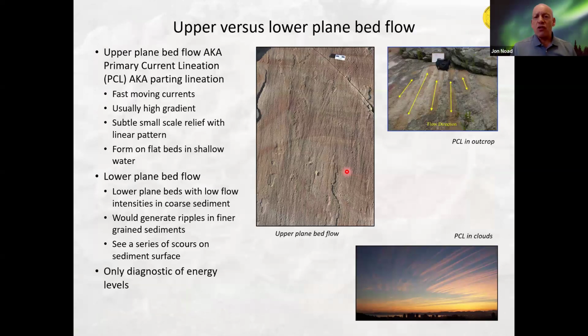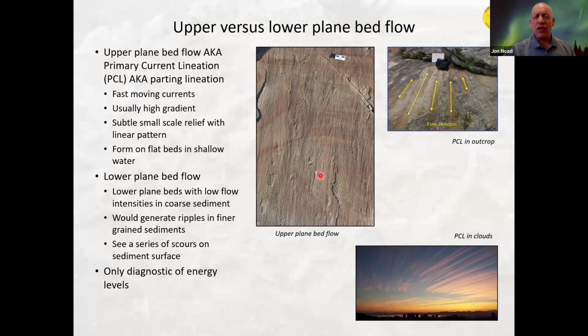Another very common structure, but one that isn't very well preserved on bedding planes, is upper versus lower plane bed flow. When you have currents moving very fast across a bedding plane, they're too fast to actually deposit anything, and what they do is leave a little streak of sediment behind them. Often the sediment streaks are very micaceous. The mica seems to be able to land on a certain spot and stay there.